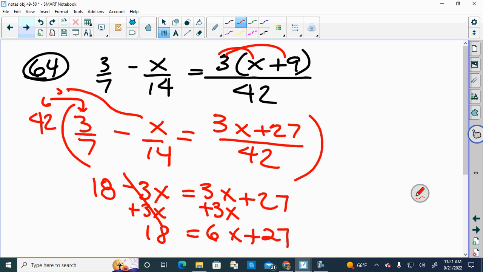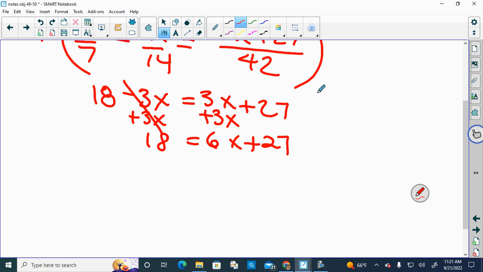Let's get that up. It doesn't exactly matter which side. That's what I just said. It doesn't matter. So if you moved it to the other side, you'd have a negative 6x. So that means you'll wind up dividing with a negative. But you should still get the same answer.